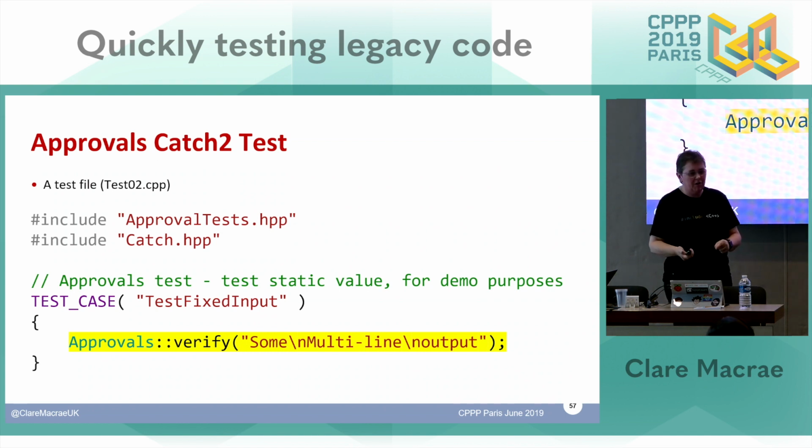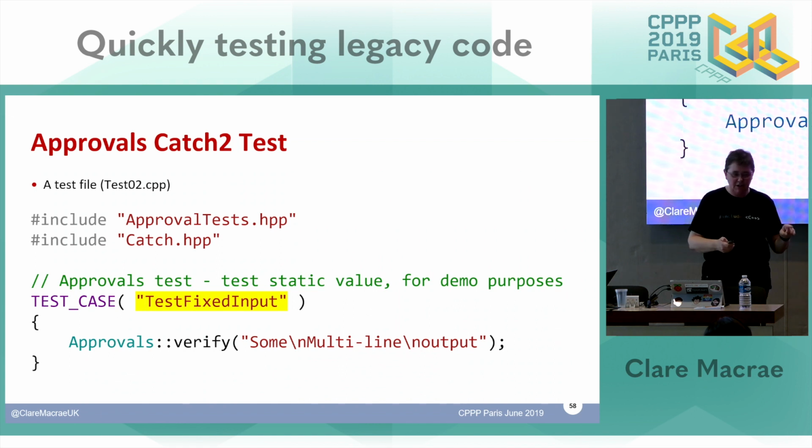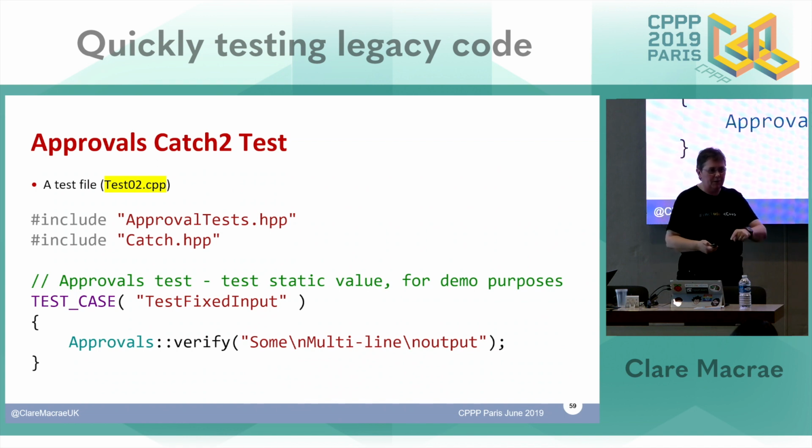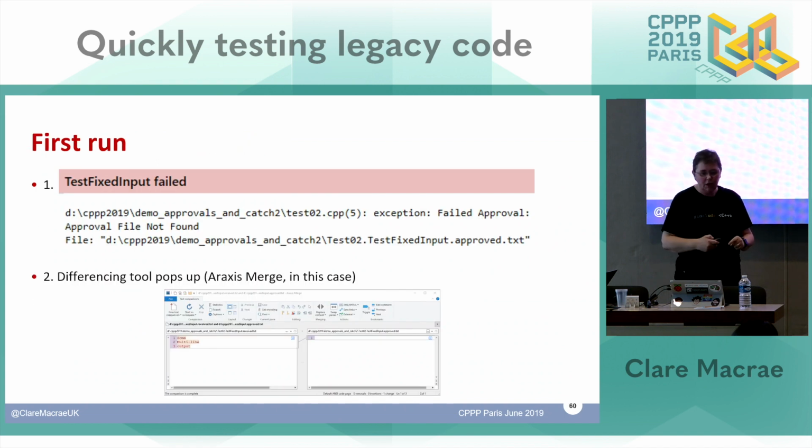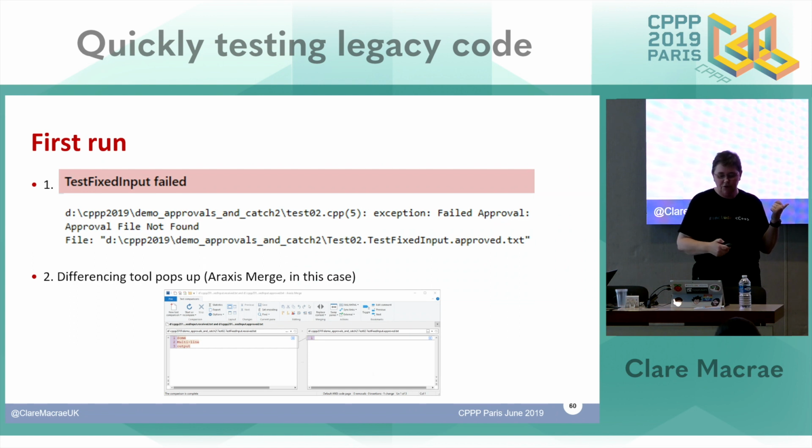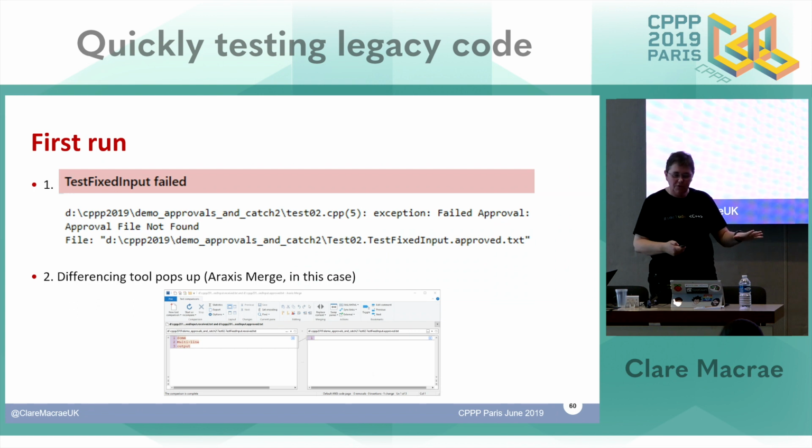So the first time I run this, it's a brand new test. It's never been run before. I wanted to point out the name of the test is test fixed input, and the name of the source file is test02.cpp. These will be helpful in the next slide. So the first thing that happens is I'm running this in Visual Studio. Visual Studio says that the test fixed input fails. And the failure message was: there was an unexpected exception thrown, approval file not found. And a differencing tool opens up. On the next slide, I zoom into the differencing tool.